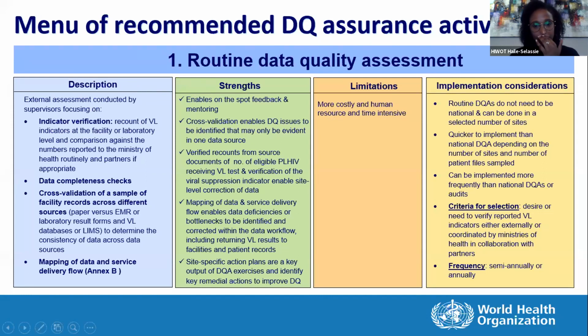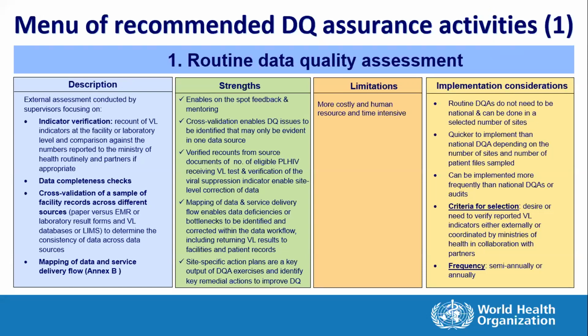So the first activity is one that you'll be fairly familiar with, and that is routine data quality assessments. This is where the primary activity is focused on verifying and recounting the indicators for viral load and suppression. So you go into the facilities and the labs themselves and you attempt to recalculate the indicators for viral load suppression and coverage.